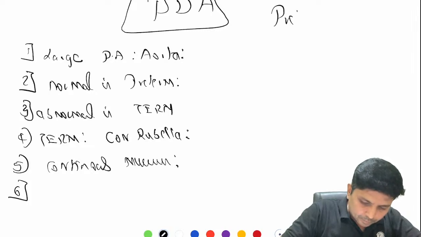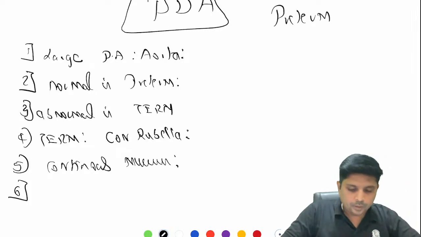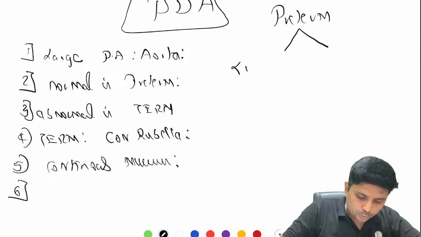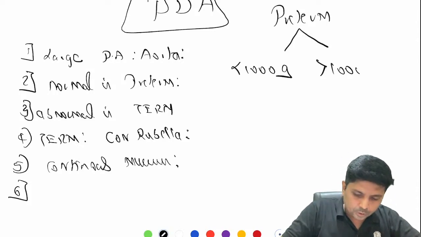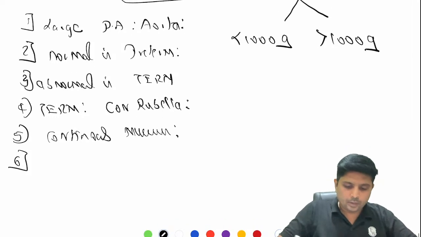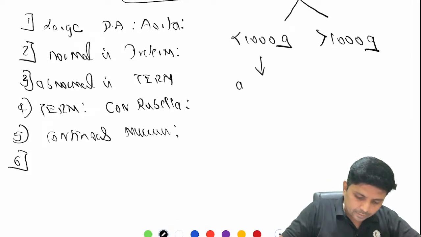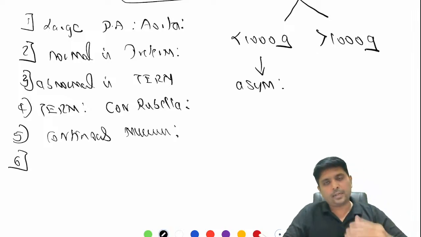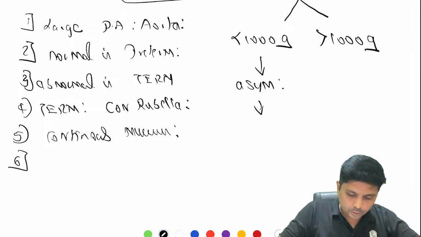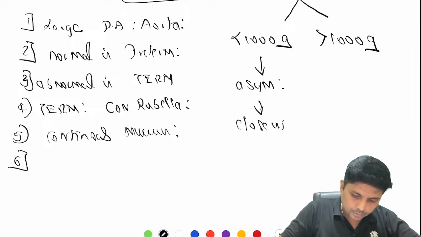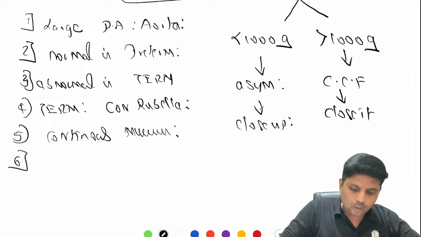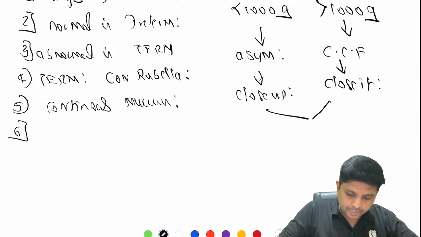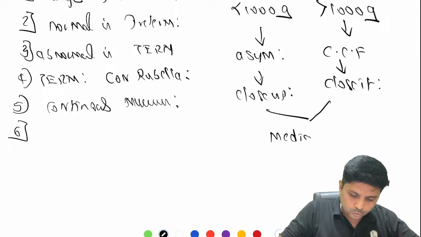So what is the treatment of PDA? In preterm, it is a normal one. So in a preterm, you divide into two groups. The child is less than 1000 grams, or the child is more than 1000 grams. Less than 1000 grams means even when it is asymptomatic, they will not tolerate the ductus. Close it. Whereas more than 1000 grams, only when there is CCF, you close it. So how to close it?